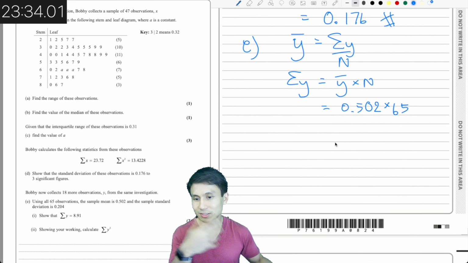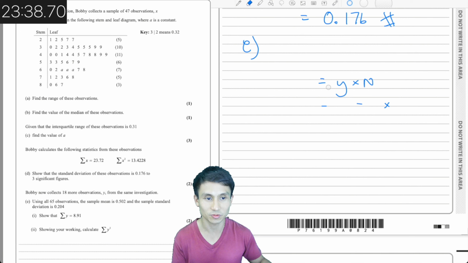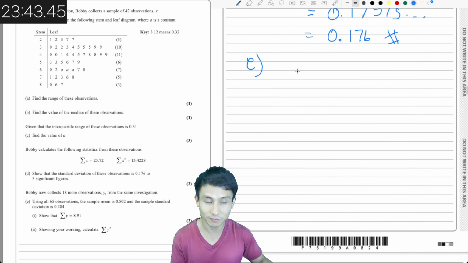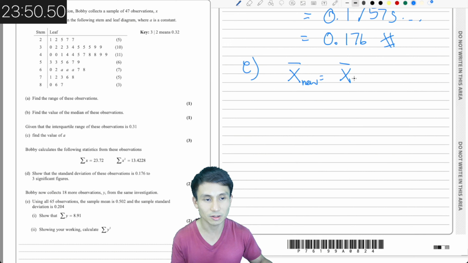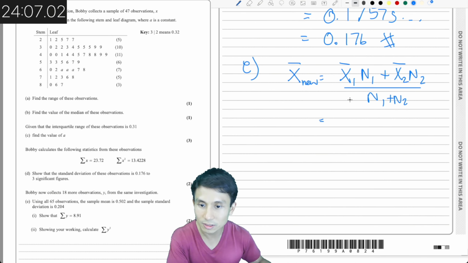Oh, sorry. This is the 18 more observation. Right. Okay, sorry. This is not total. So we're going to use the combined mean formula. The combined mean, let's say x bar new, would be equal to x bar 1 n1, just the first group of data, plus x bar 2 n2, divided by the total n.